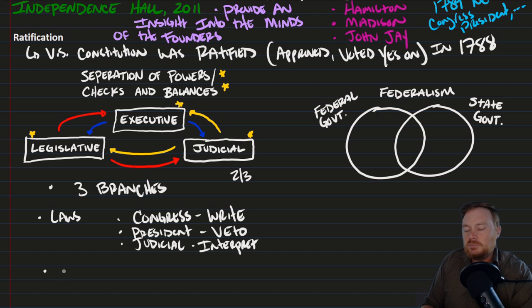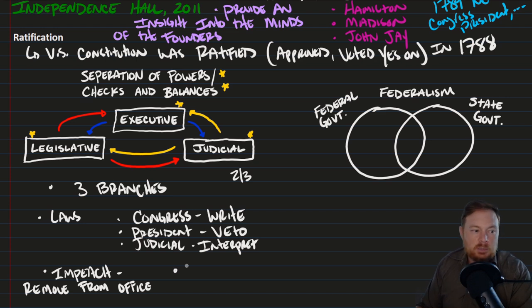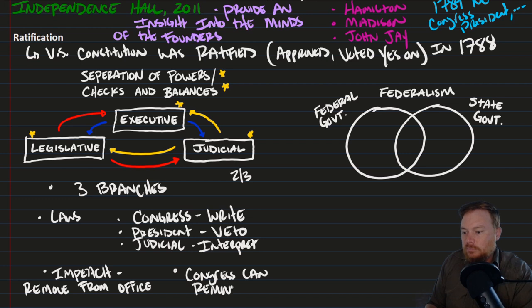As far as checks and balances, probably the best example of this is impeachment. To impeach means to remove from office. And again, there are more examples of this in the U.S. Constitution. This is just an easy example: Congress can remove a president.